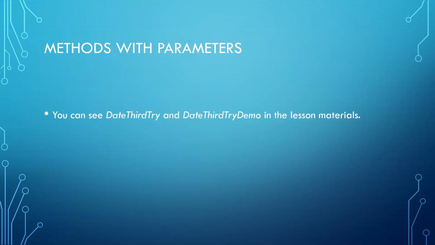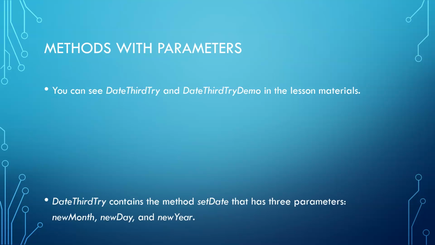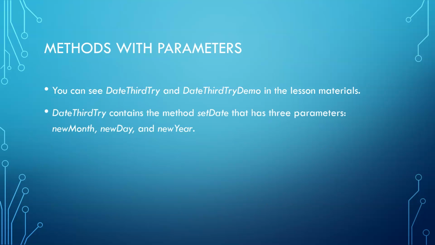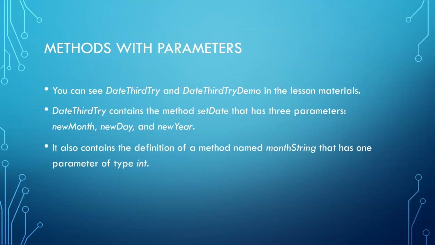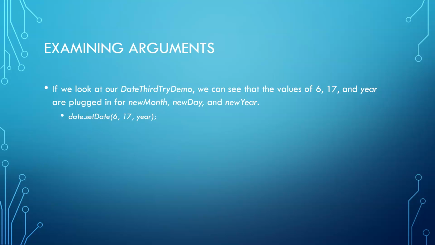Now, as we start examining methods with parameters, you can see in our DateThirdTry and DateThirdTryDemo in the lesson materials, they have a method called setDate. All right, setDate has three parameters: newMonth, newDay, newYear. It also contains the definition of a method called monthString, which has one parameter of type int. Now, if we look at DateThirdTryDemo, we can also see that the values 6, 17, and year are plugged in for newMonth, newDay, and newYear. So, for example, date.setDate(6, 17, year).